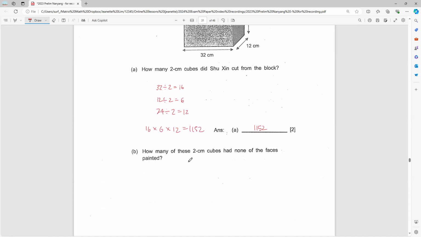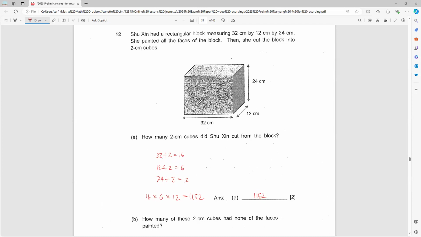How many of these 2 cm cubes had none of the faces painted? Okay, so if you don't want any faces to be painted, then we're talking about the cubes that are actually on the inside.